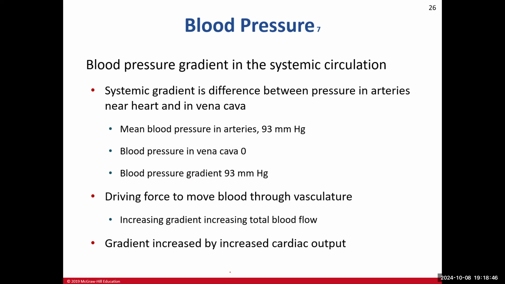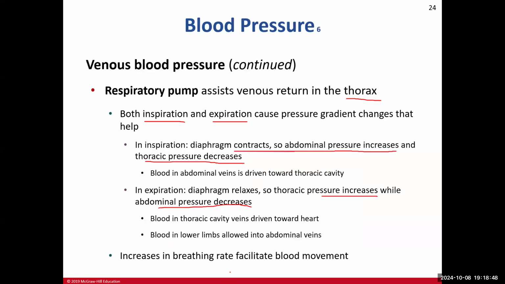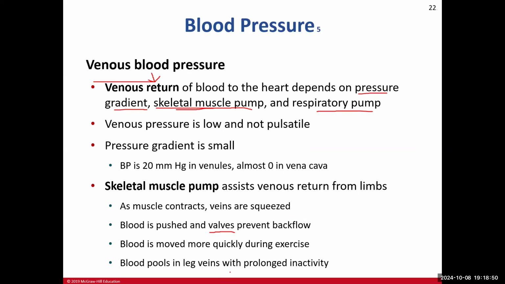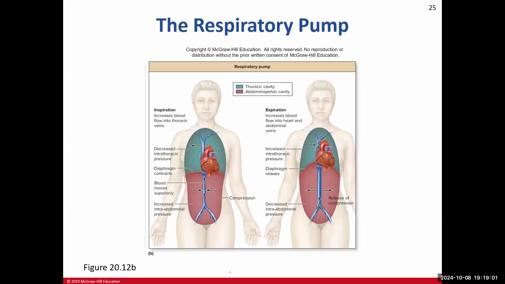Here comes the third one. We talked about venous return. Remember, there's the three here that I talked about. We talked about venous blood pressure here. We talked about skeletal muscle, the respiratory pump. Now we're going to talk about the pressure gradient. I usually save that one for last.